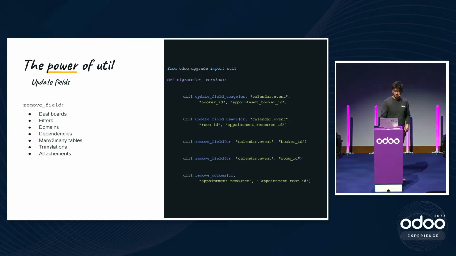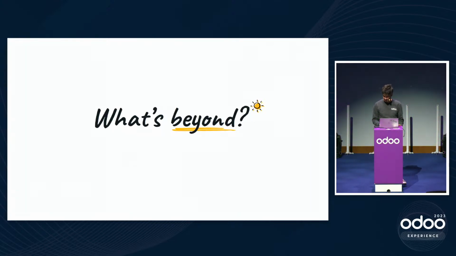Once you've updated the field usage, you want to remove the field. Same thing, the remove field will remove the field from everywhere you can find it in the database: the dashboards, the filters, the domains, dependencies, the many tables that have been created for this field, translation, and attachments if there are attachments. And then at the end, after copying the data, you can remove the temporary column that you have created.